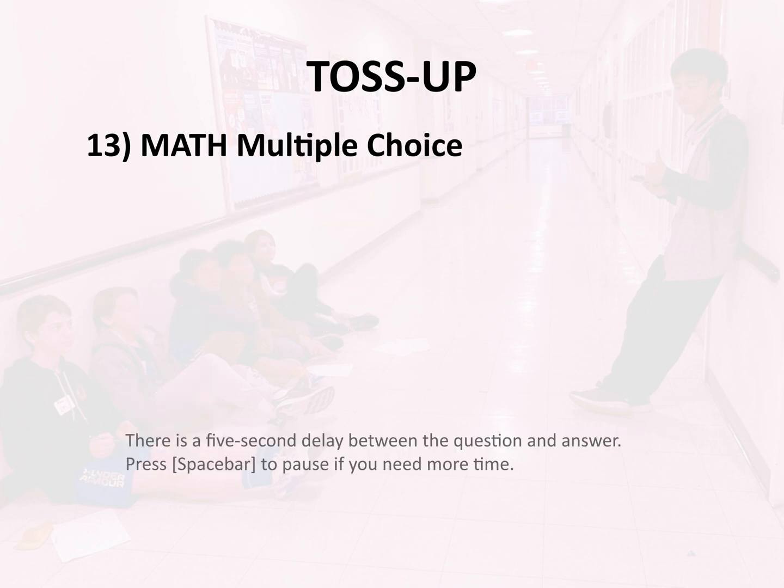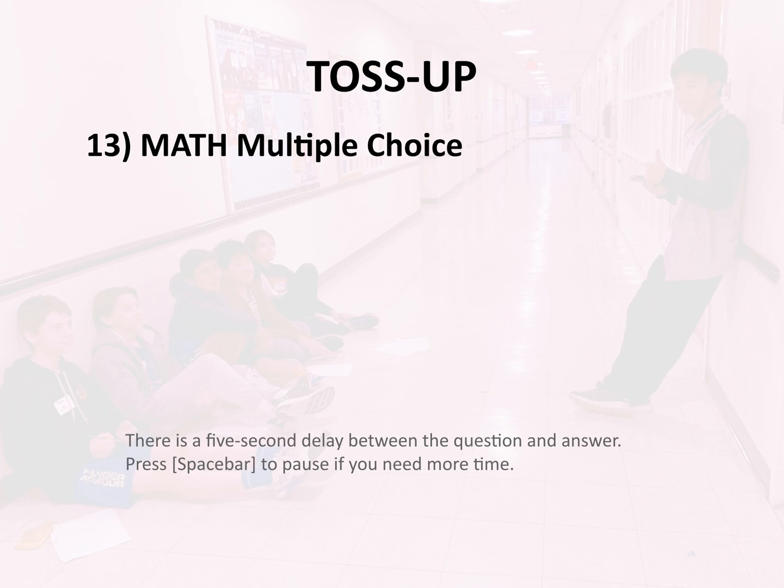Toss-up 13. Math. Multiple choice. Which of the following statements is true for the radius r, height h, and volume v of a right circular cylinder? W.